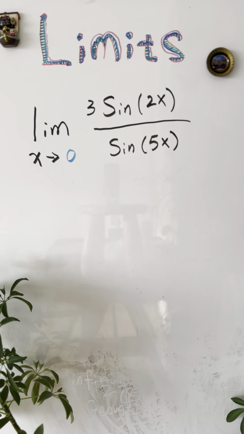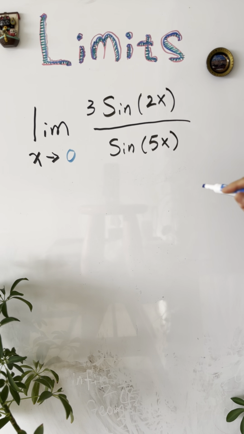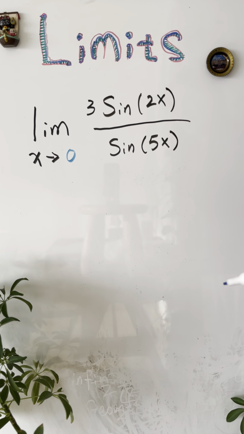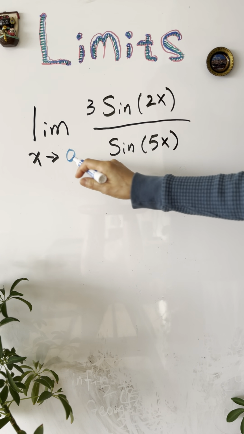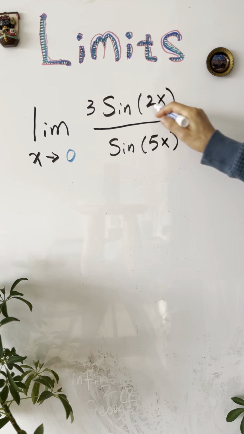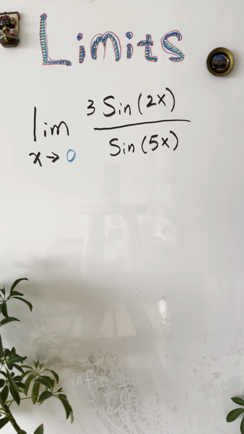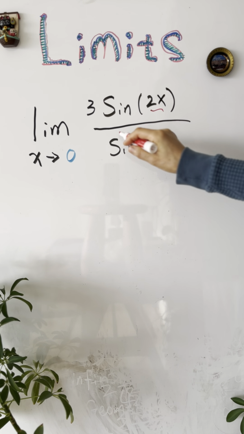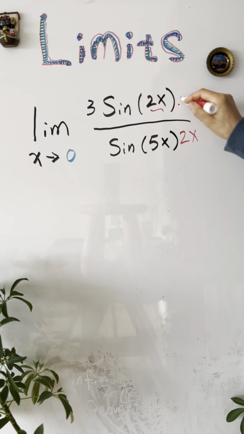We want to find the limit of this function that involves sine. So when x approaches 0, we want to use the identity. One of the identities says the limit as x approaches 0 of sine of an angle over the angle equals 1. Here the angle is 2x, so we need 2x in the denominator. So we multiply by 2x in the denominator, and we do the same for the numerator.